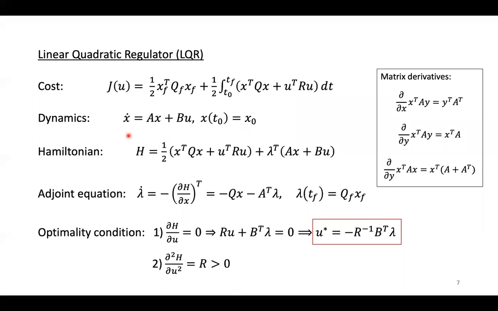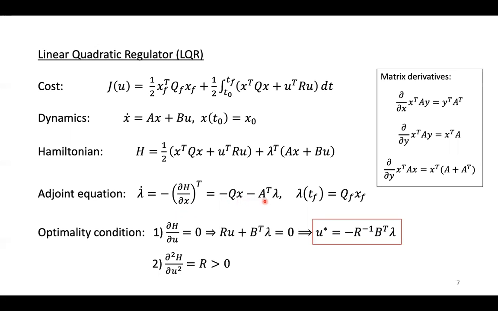So with that, you can simply write the Hamiltonian in this form, which is the integrand of the running cost, which is half of x transpose Qx plus u transpose Ru, plus the co-state times the dynamics, which is Ax plus Bu. Now you can quickly derive the adjoint equation, which is lambda dot equal to minus the partial of H with regards to x, and you have to transpose it because you are following the row format for the partial derivative of a scalar with respect to a vector, which gives you minus Qx plus A transpose lambda.